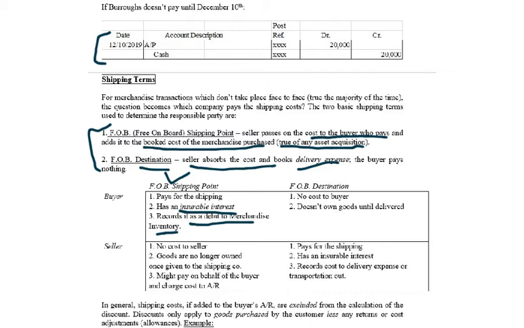All right, so if you're the seller, it's no cost to you. And here's the important point, number two: goods are no longer owned once given to the shipping company. So that's the big question. Who owns the goods in transit then? Now, a lot of times when I posit this to a class in person, obviously I don't have that luxury at the moment. Like, who owns the goods in transit?